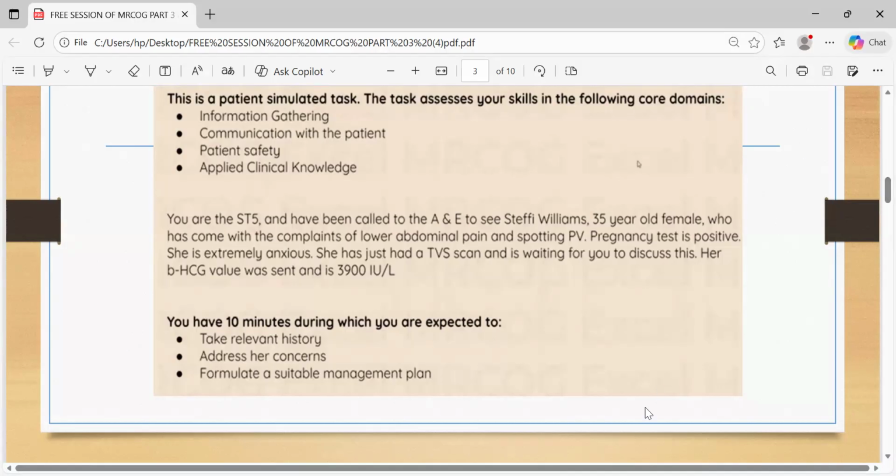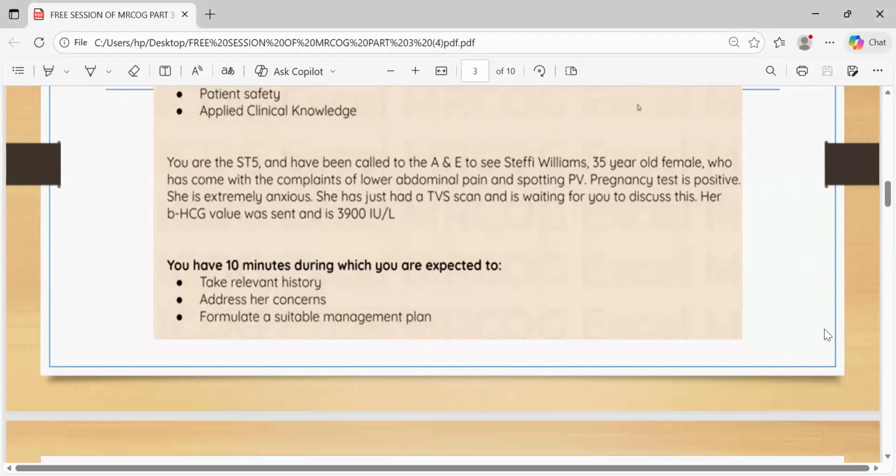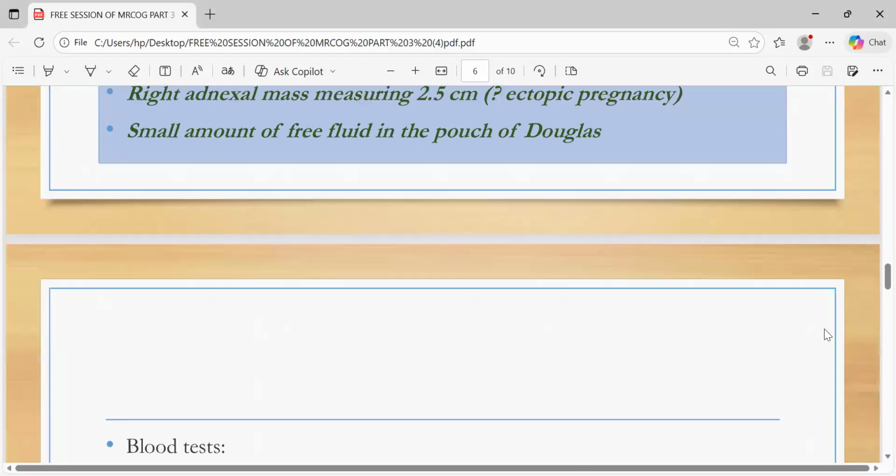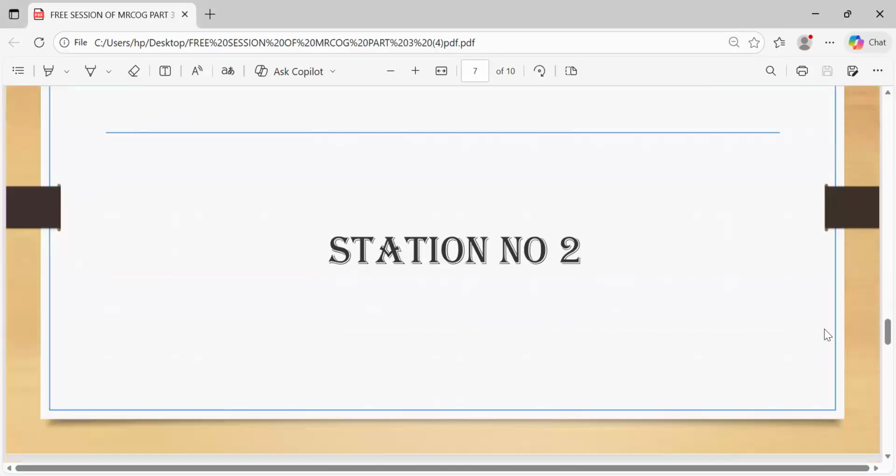So, information gathering: you have to ask about the ectopic pregnancy, the risk factors, and exclude the cause. In patient safety, it is important to admit the patient, explain the red flag signs and the contraindications of methotrexate, and also you have to give support regarding future pregnancy. You have to tell her that in future there is a chance that she can conceive. Can we proceed to station number 2 if no one has any question?